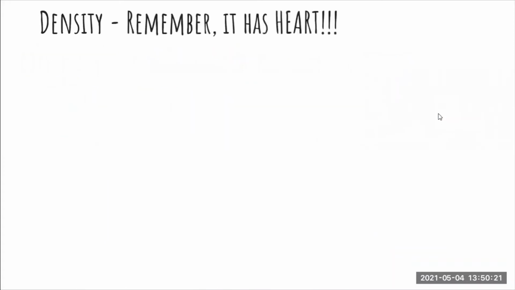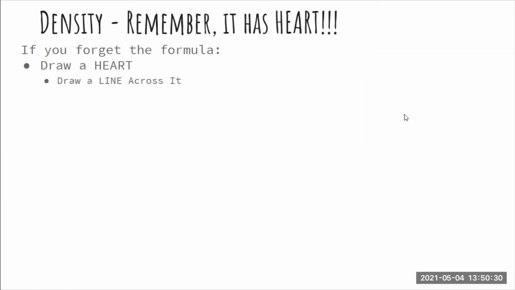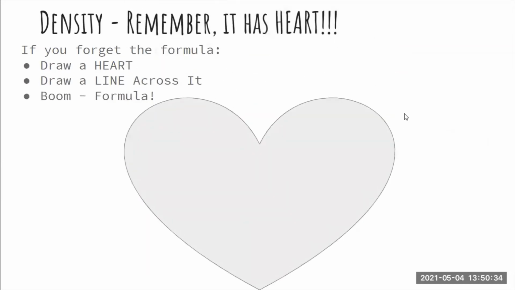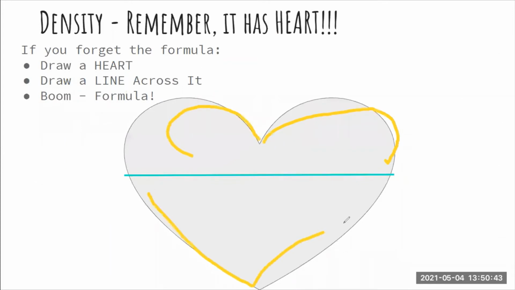Okay, now I want you to remember that density has heart. If you've completely forgotten the formula for density, just simply draw a heart and draw a line through it, and then boom, formula. Now you can see that this shows you it's M over V. Density has heart.